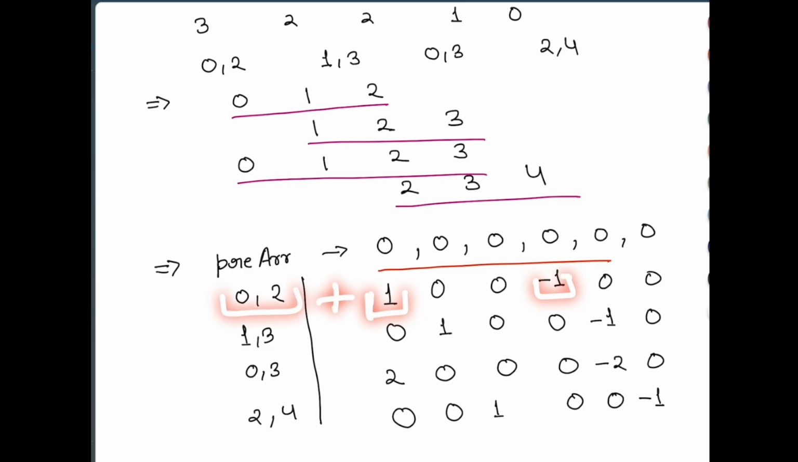The addition of 1, the effect is from 0 to 2 only. So from 0 to 2 it will be this one, and then it will be minus 1. This minus 1 is going to negate any addition of 1. And that's all we need to do for each of the queries. And you will see how this is going to help us.